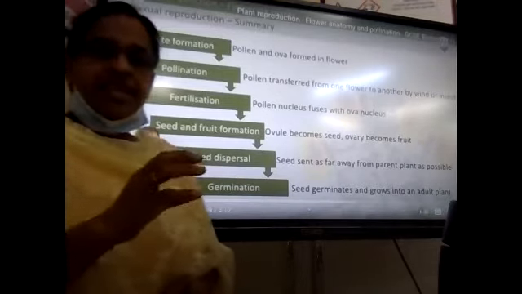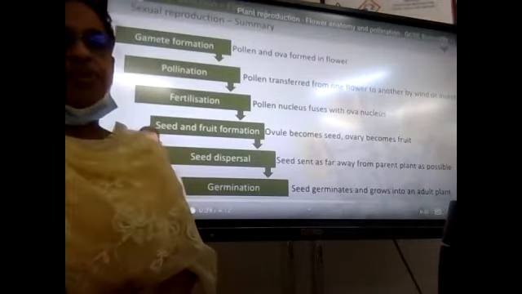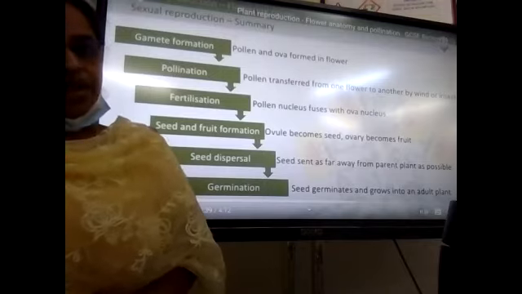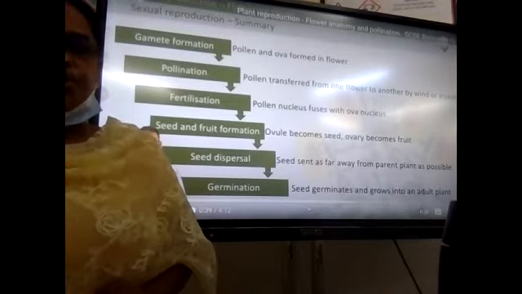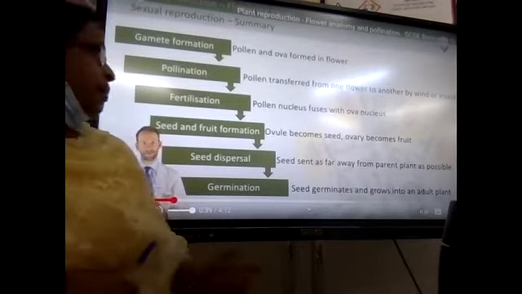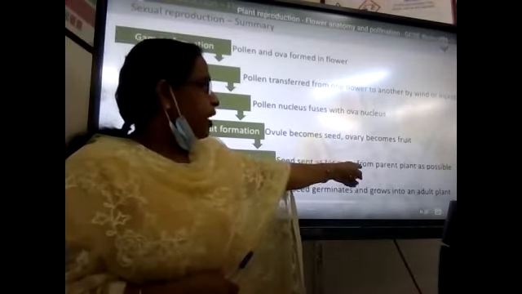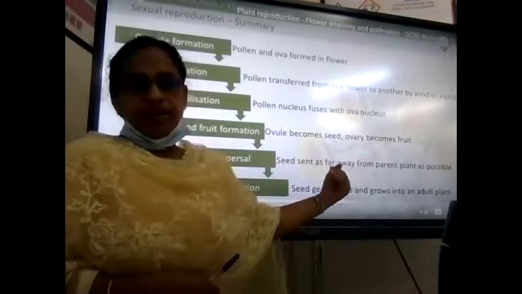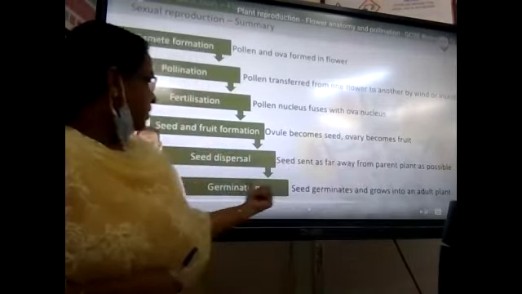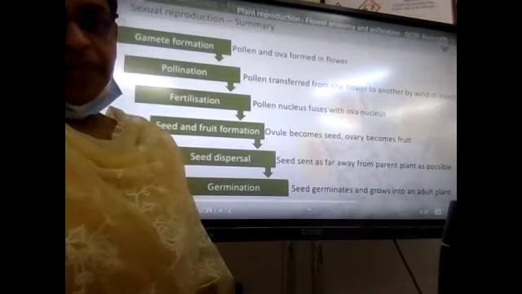Next is seed dispersal. After becoming seeds, the seed has to be dispersed. It has to be spread everywhere. Then only from each seed will a new plant come out. Seed is sent as far away from the parent plant as possible. Then next is germination. The seed germinates and grows into an adult plant.